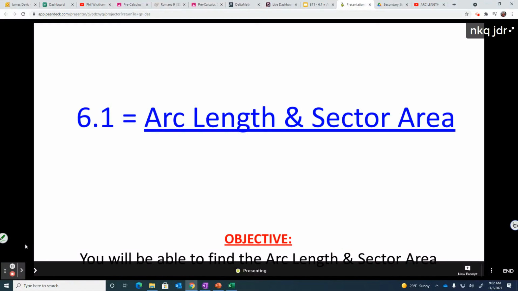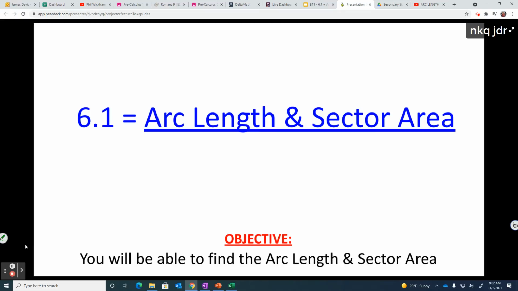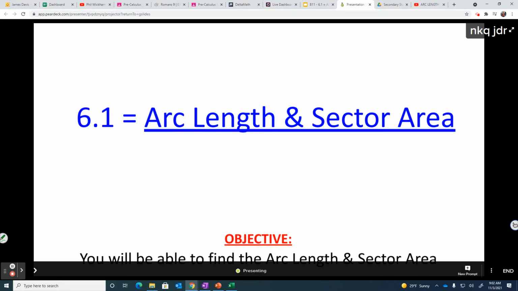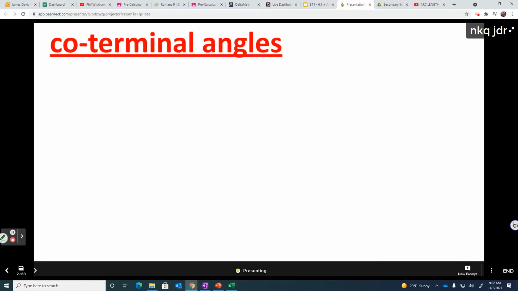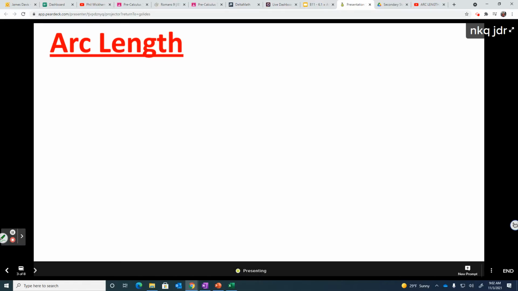All right, so two things we're gonna learn: arc length and sector area. Two easy formulas will be a very easy assignment, and we'll get to close out 6.1 here soon. So let's go ahead and just jump into it. That is not right. There we go. Okay, arc length.